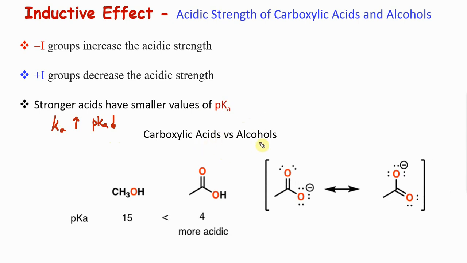Okay, let's compare carboxylic acid and alcohols. pKa வந்து alcoholக்கு 15, acidக்கு வந்து 4. pKa கம்மியாக இருந்தால் stronger, so this is more acidic. Correct? This, we are going to see in the next lecture because of resonance. Okay, but at least one thing we can say is without resonance we can actually compare them through inductive effect. I'm going to be comparing these two.